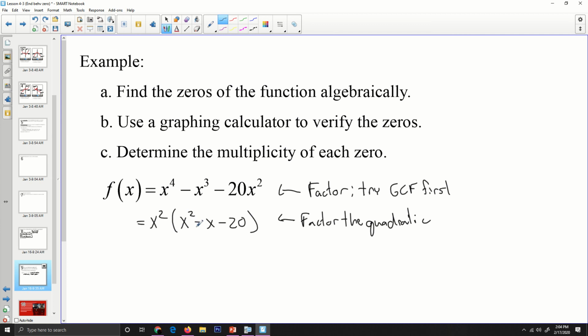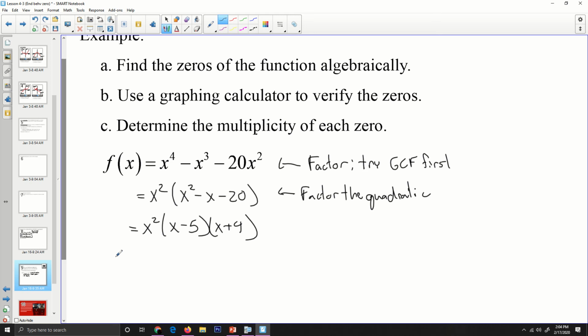And so let's see here. I need 2 factors of negative 20 that add up to negative 1. That's pretty easy. Negative 5 and 4. Negative 5 times 4 is negative 20, and negative 5 plus 4 is negative 1. So that's going to work. Give me x squared, x minus 5, and then x plus 4. And that is my factorization.